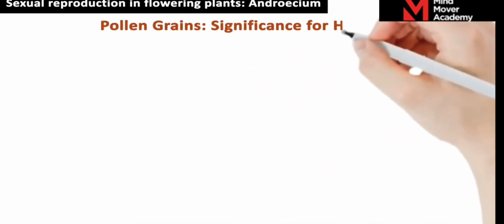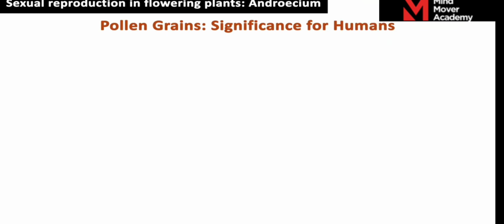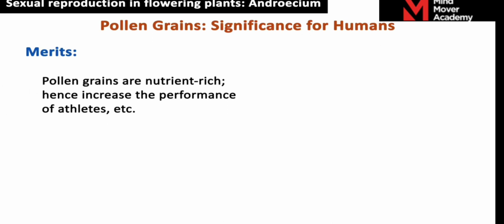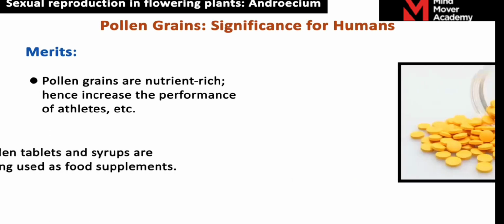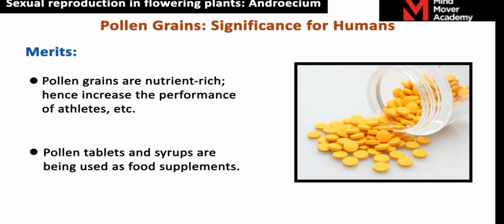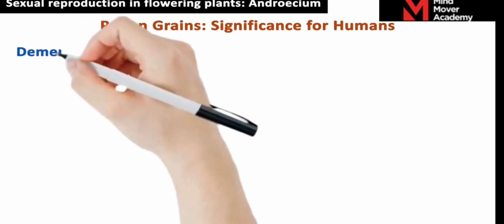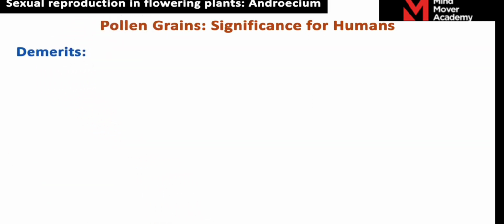Students, did you know that pollen grains are of significance to humans as well? Since pollen grains are rich in nutrients, their consumption has been claimed to increase the performance of athletes and racehorses. Moreover, pollen tablets and syrups are also increasingly being used as food supplements. But pollen grains also have their share of demerits.